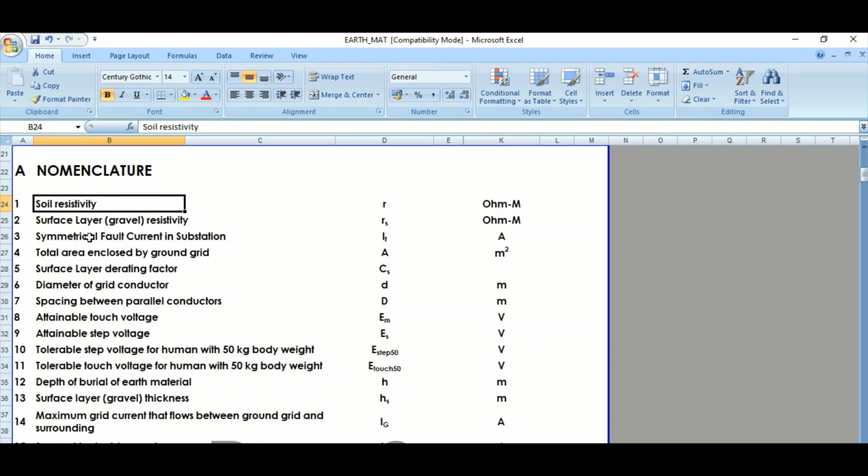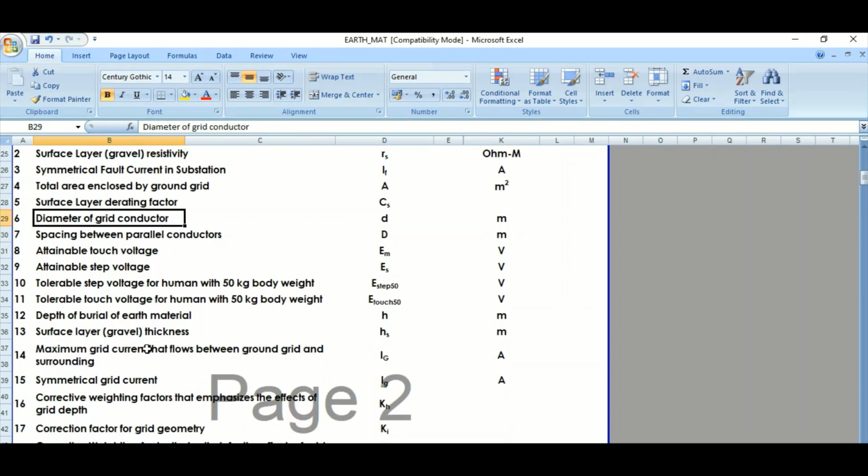And also the soil resistivity depends on the profile of the soil where the electrical facilities are located. Let's say it is a substation, or a power plant, or a utility area. Total area includes, for this calculation, we need to consider the total area. What is the area of that? That means the length and width.